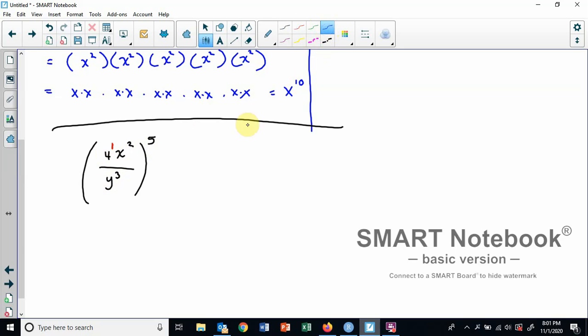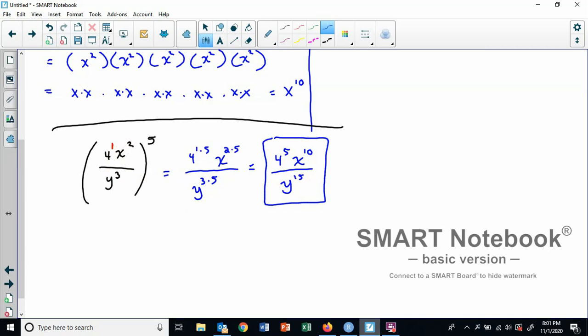And now, I should be able to follow my exponent rule, which says that every exponent inside the parentheses, the 1 here, will get multiplied by the 5. So 4 to the 1 times 5. The x has an exponent of 2, and that 2 will get multiplied by 5. And the y has an exponent of 3, and that 3 will get multiplied by the 5. And so that will be 4 to the 1 times 5 is 5, x to the 2 times 5 is 10, and y to the 3 times 5 is 15. Okay?